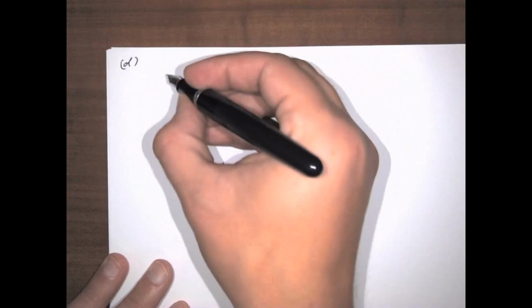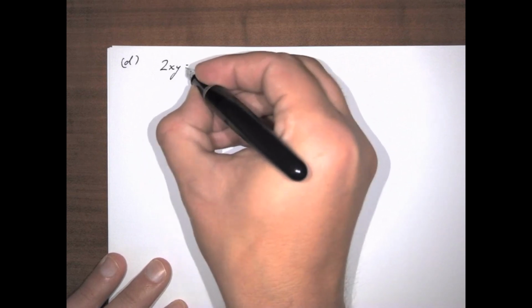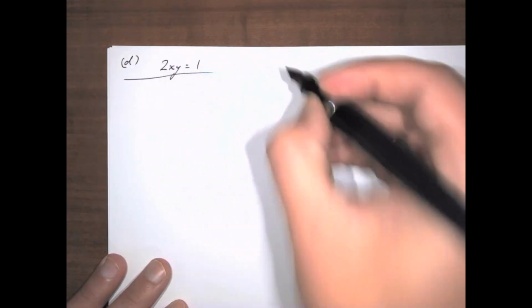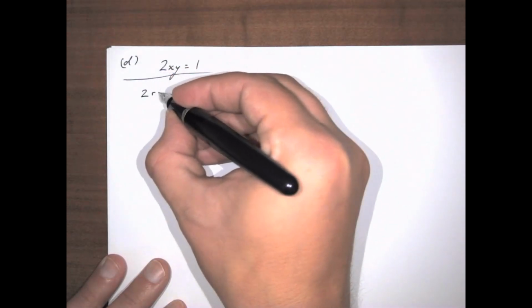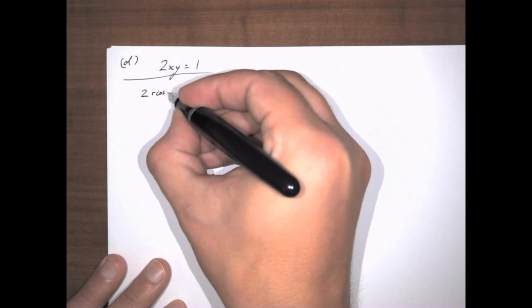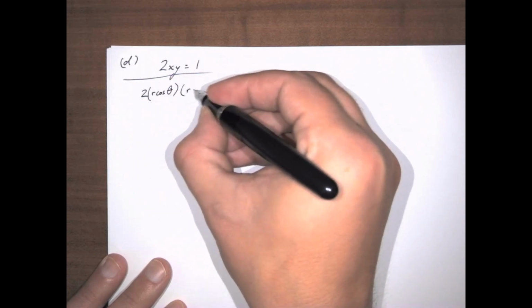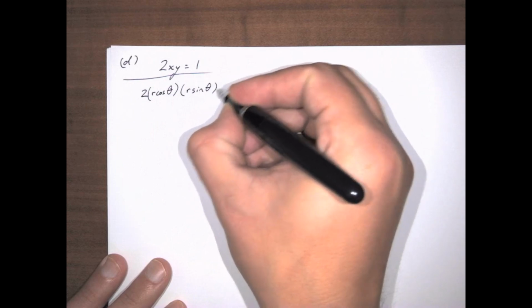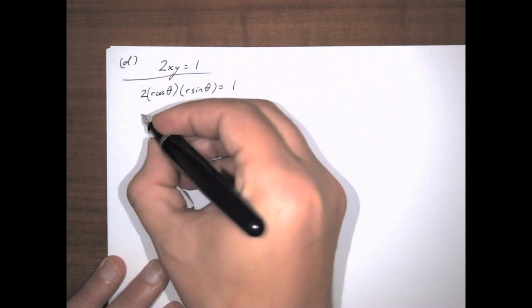Let's say we had something like 2xy equals 1. Well, let's just see where that would give us. So 2 r cosine theta, r sine theta equals 1. And now let's just look at what equation that would lead us to.